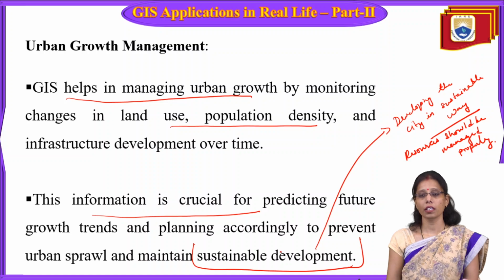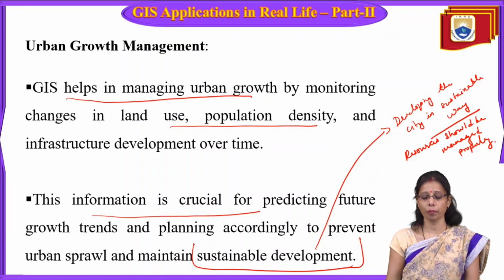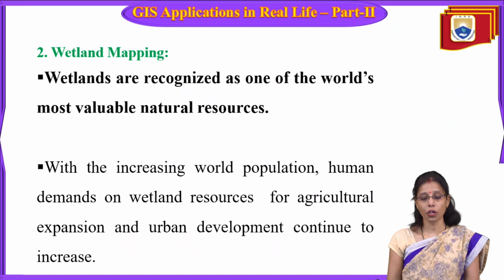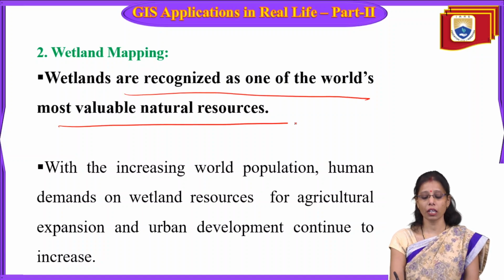Like in the present situation, resources should be utilized for the present people, as well as for the future generations also. So the resources should be managed in such a way that they can be used in the present and the future. Next, when you talk about wetland mapping, this is another application of GIS in real life. Wetlands are recognized as one of the world's most valuable natural resources.